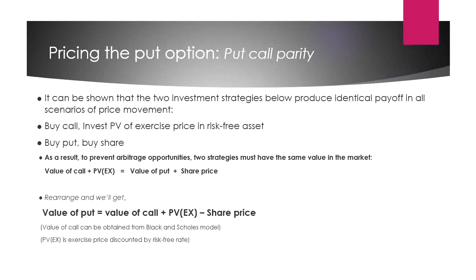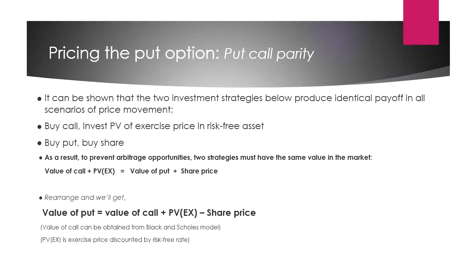The first one is to buy a call and invest the present value of the exercise price in a risk-free asset. The second one is to buy a put and buy a share. As a result, to prevent arbitrage opportunities, the two strategies must have the same value in the market. So the value of the call plus the present value of the exercise price should equal the value of the put plus the share price. If you rearrange, we get the value of the put equals the value of the call plus the present value of the exercise price minus the share price. So this is also giving a way to pricing the put option.